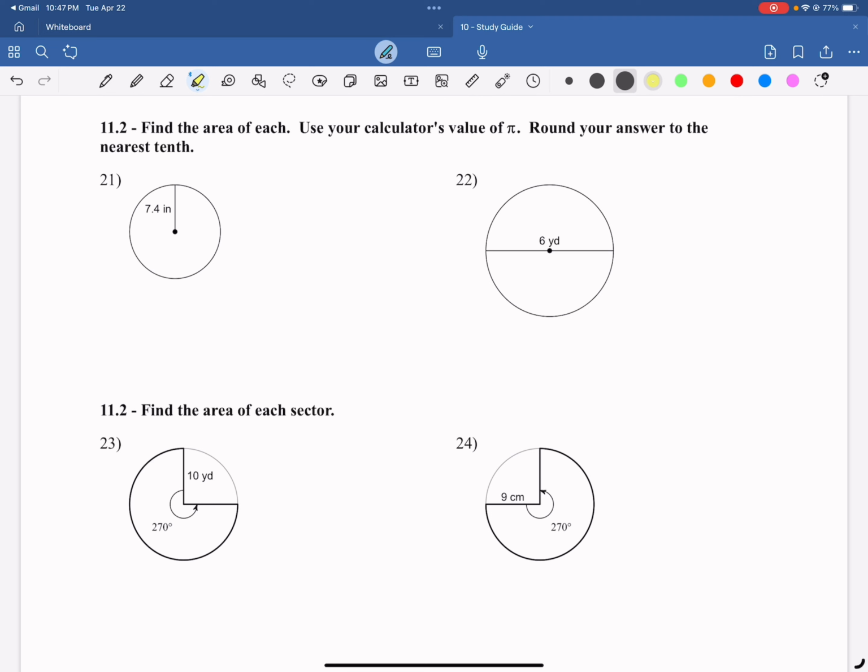11.2. The area. Let's highlight this. Area is going to be pi r squared, right? And so pi r squared, that's the area formula. It's really worth learning at this point. Well, area is going to be this shaded region inside here, okay?